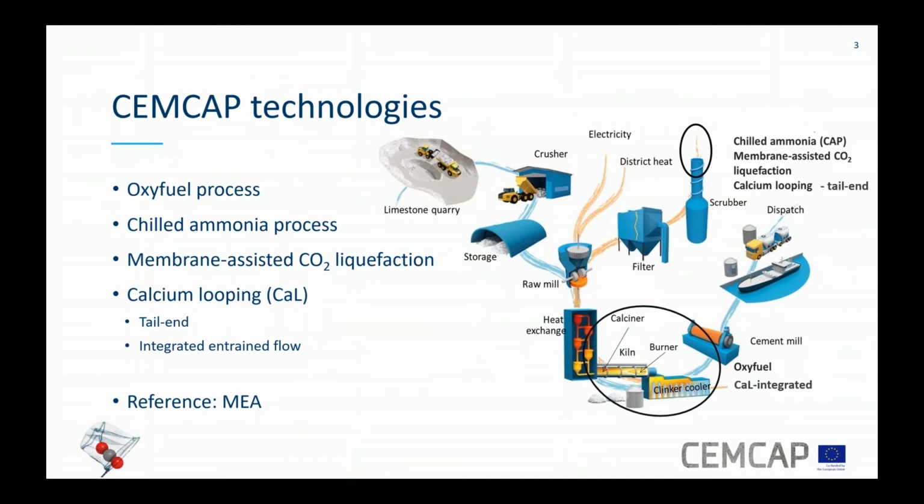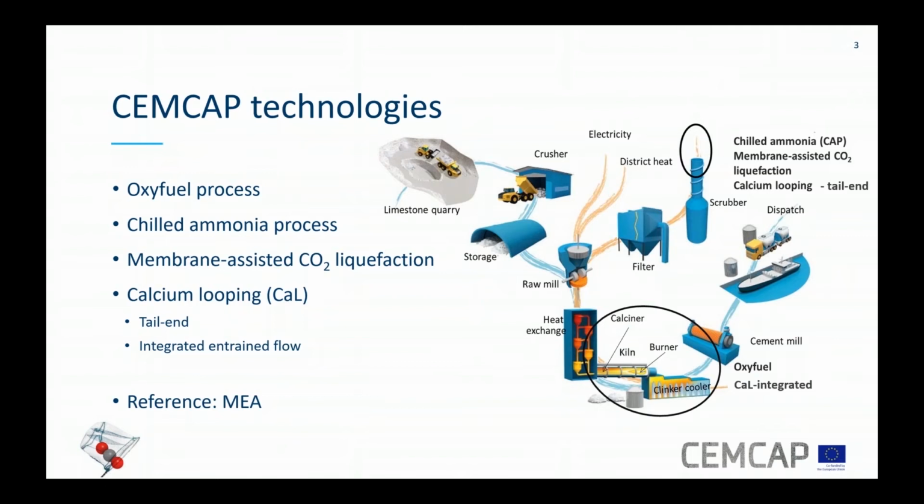Now, in the figure here to the right, you can see a rough sketch of a cement plant. And here it is indicated where or how the different CO2 capture technologies would be integrated into the cement kiln. The chilled ammonia process, or CAP, together with membrane-assisted liquefaction and the tail-end calcium looping process, these are all end-of-pipe technologies, and also the reference technology MEA. That means that they treat the flue gases coming right out of the stack shown here at the cement plant.